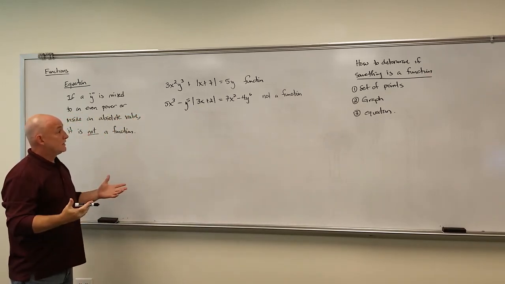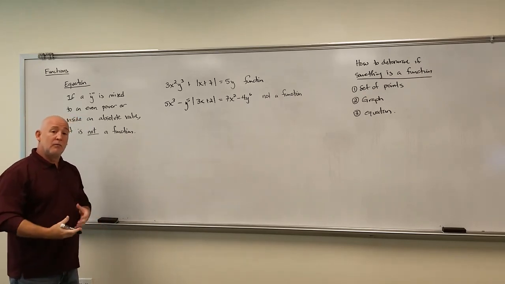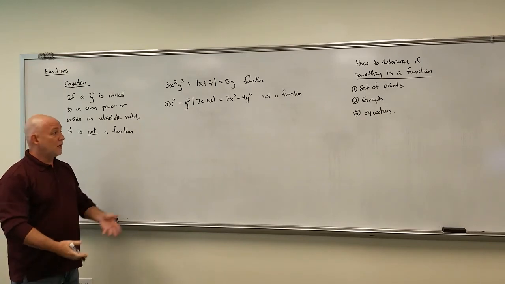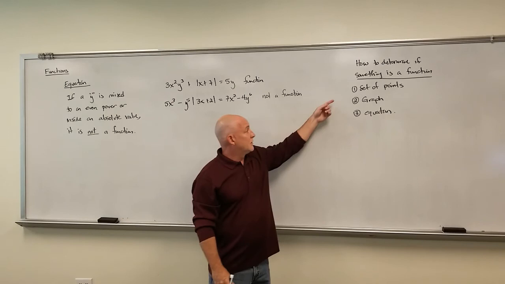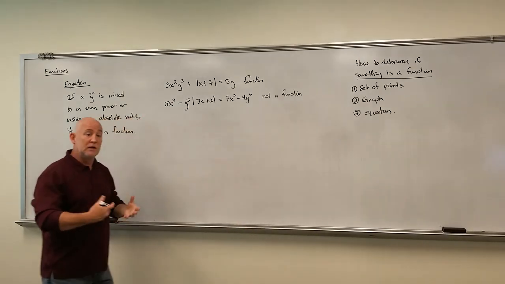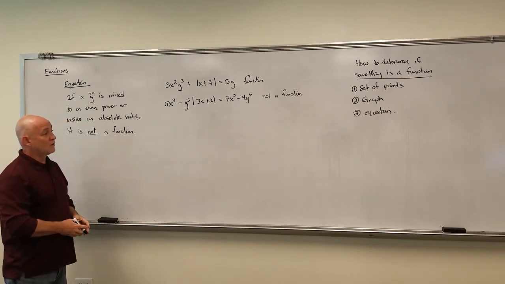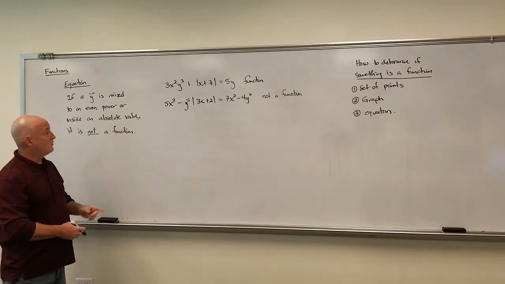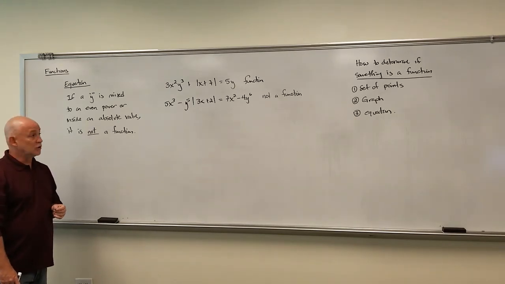All right, so that's it. That's really all you got to do to determine whether or not something is a function. So remember, domain is the values that we're allowed to plug in. Range is the values that come out. And the way that we determine whether or not something is a function is by looking at how the information is given to us. As a set of points, we're looking for repeated y values with a given x value. For a graph, we're going to use the vertical line test. And for an equation, we got to follow our rule that if y is raised to an even power or inside an absolute value, then it's not a function. Next time we'll take a look at what function notation is.